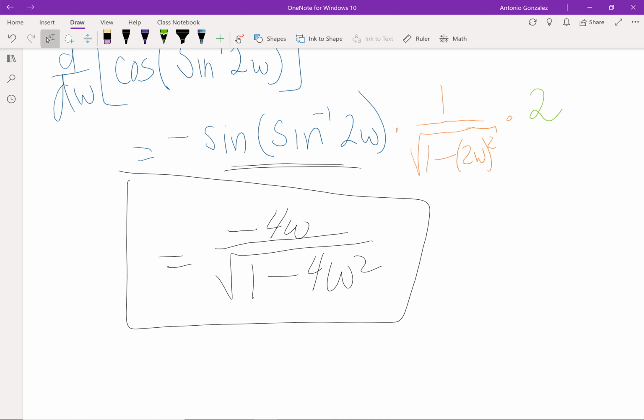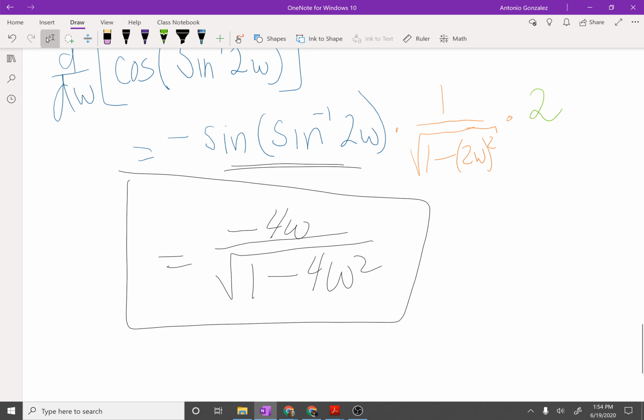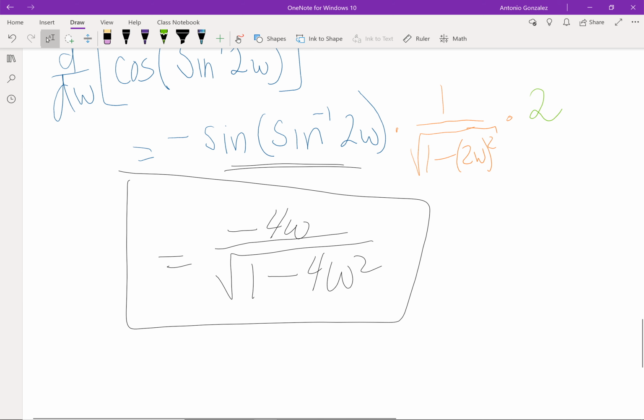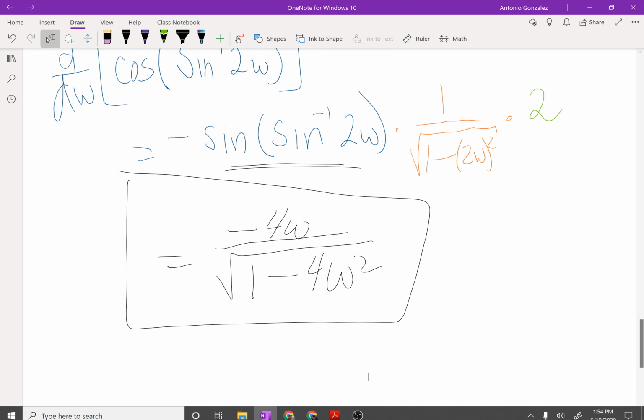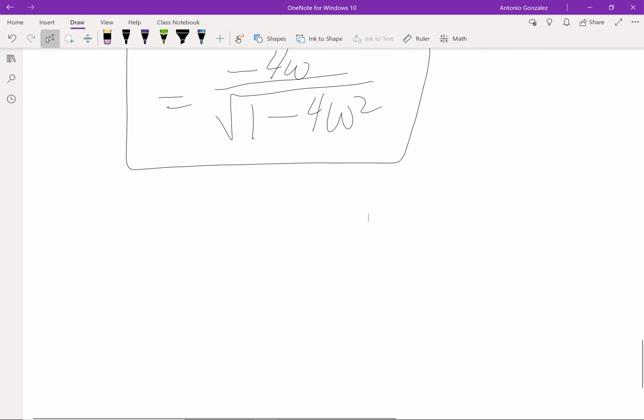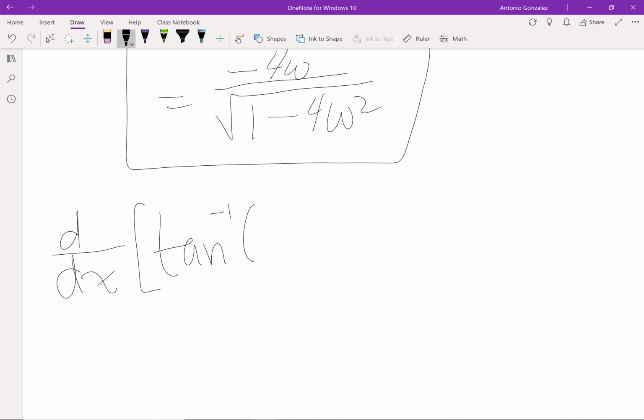Okay, let's see. How about we get another example going here. Let's see. We wanted to do the derivative with respect to x of tangent inverse, say x e to the negative 3x.